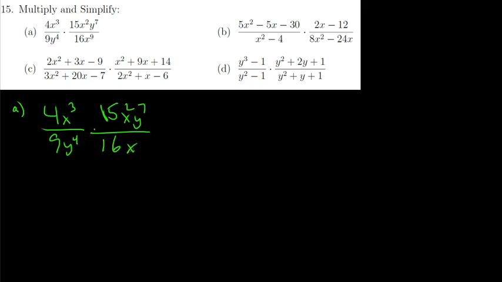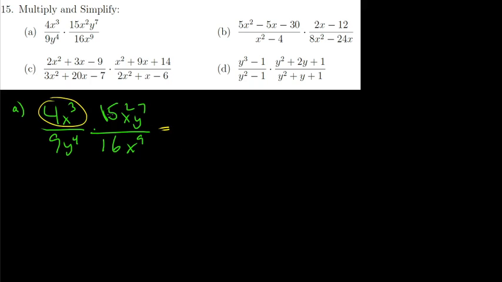And number 15 is really more of the same. It's just factoring and canceling. In fact, in part A, there's really nothing to factor except the numbers. I really should skip this one, but all right, let's do it quickly. So 4x cubed over 9y to the 4th times 15x squared y to the 7 over 16x to the 9. Okay, so again, factor and cancel.